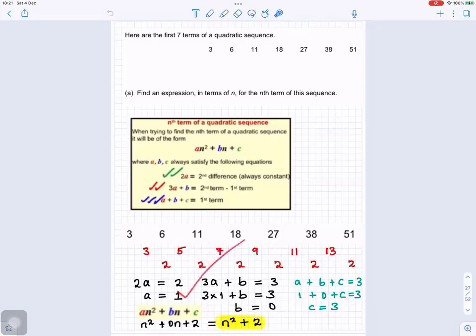Now we've got a, b, c. So put a is 1, b is 0, c is 2. 0 times n is 0, so that goes. So you have just n squared plus 2, and that's the nth term.